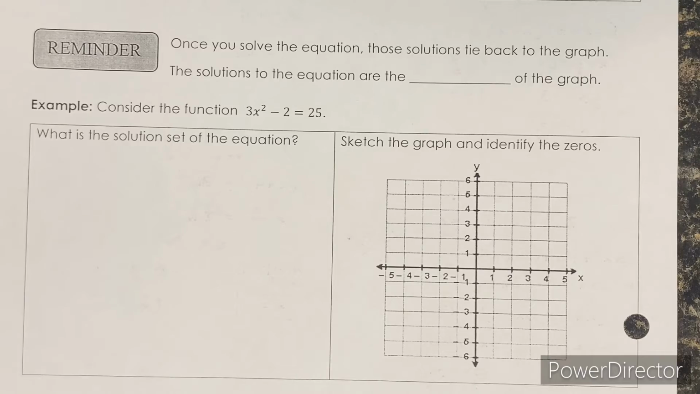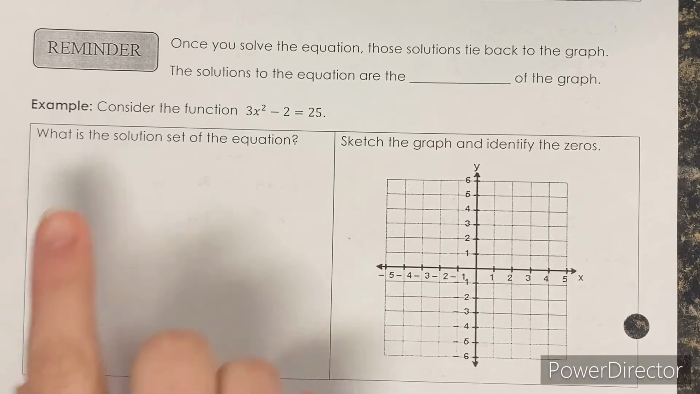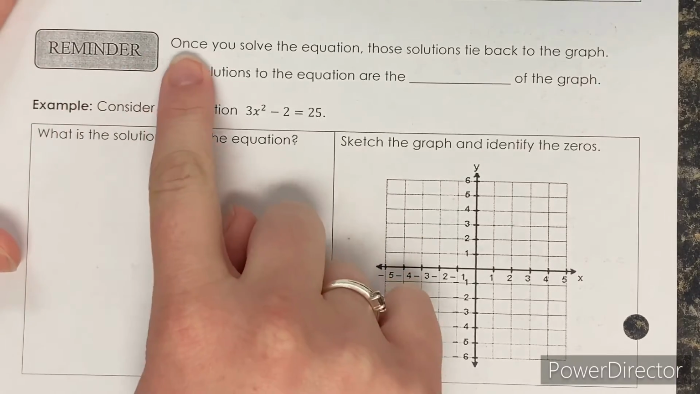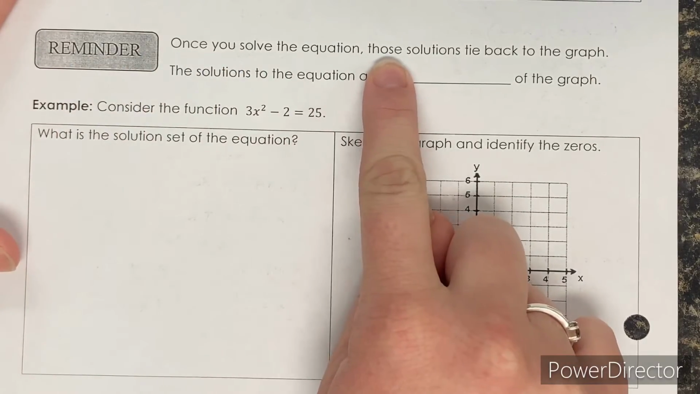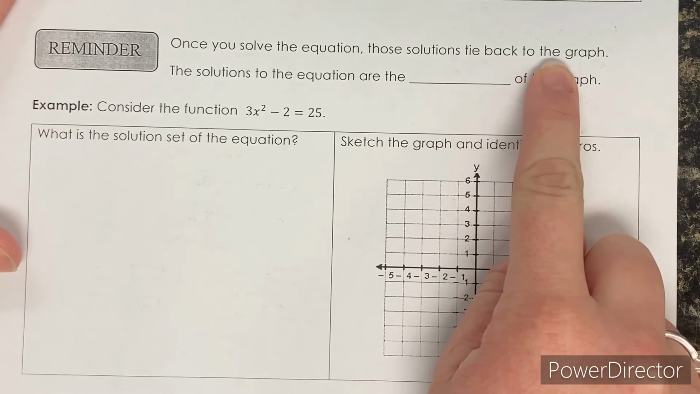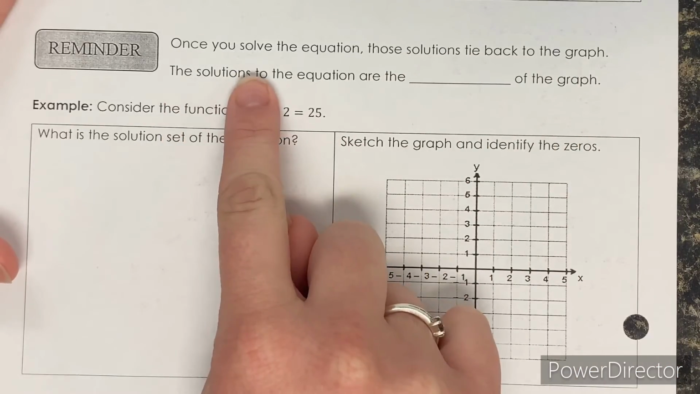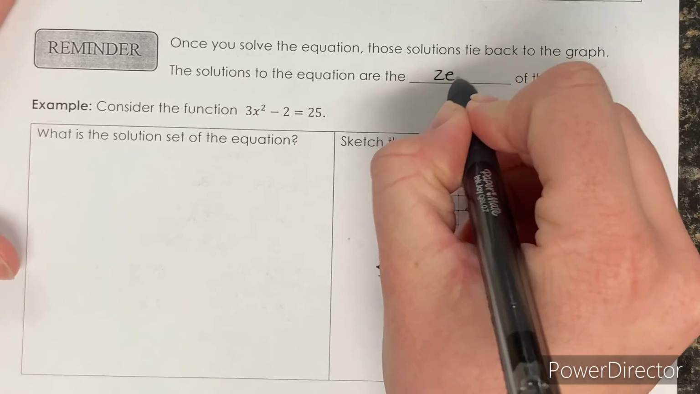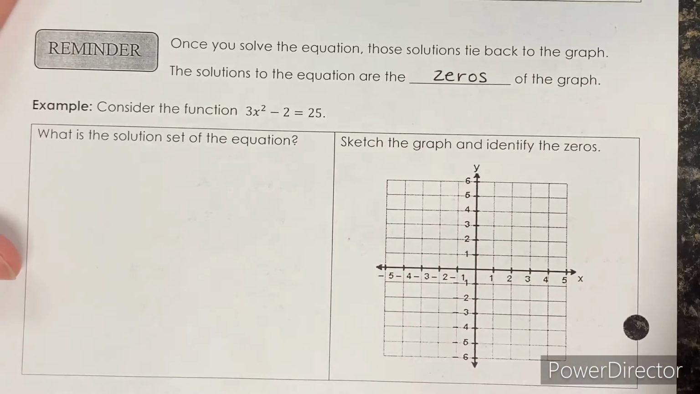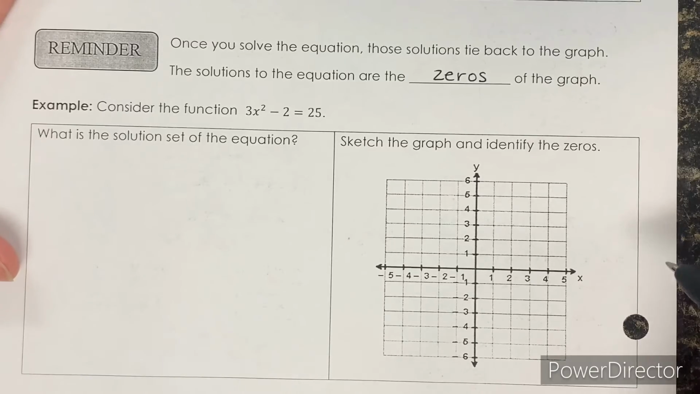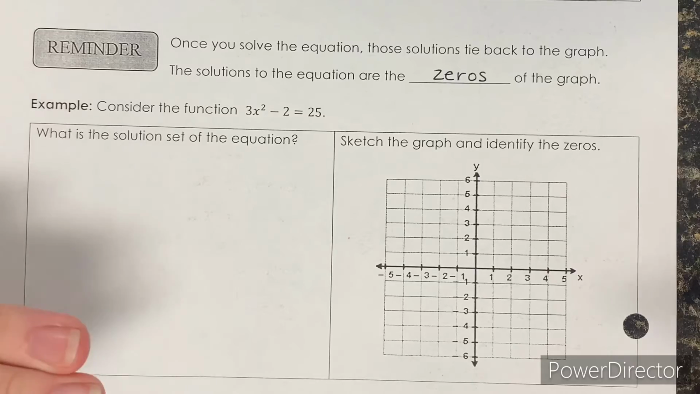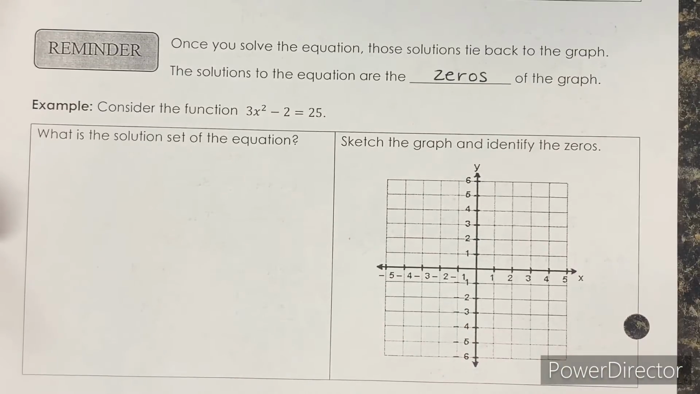Now to close out this lesson, I have one more example for us to do, but before we get to it, I have this little reminder right here. I want you to remember, once you solve the equation, those solutions tie back to the graph. Those solutions to the equation are the zeros of the graph. And remember, zeros are where the graph crosses the x-axis. So they go together. They tie hand in hand. The solutions are the zeros on the graph.